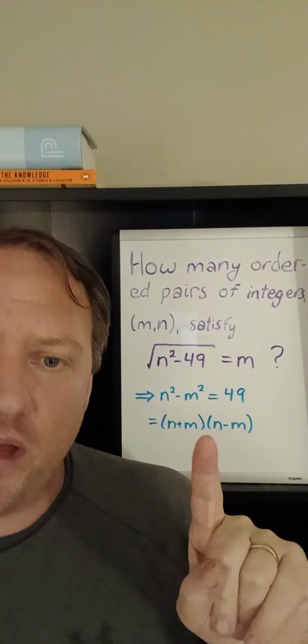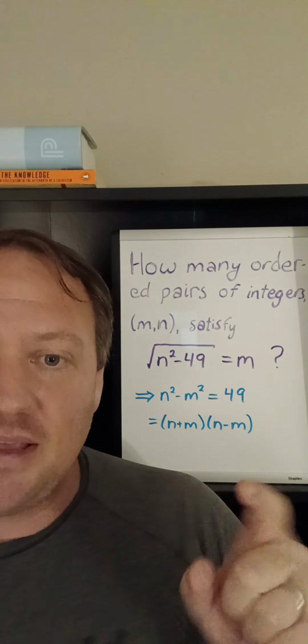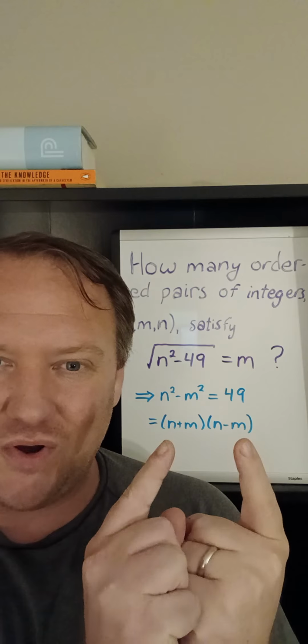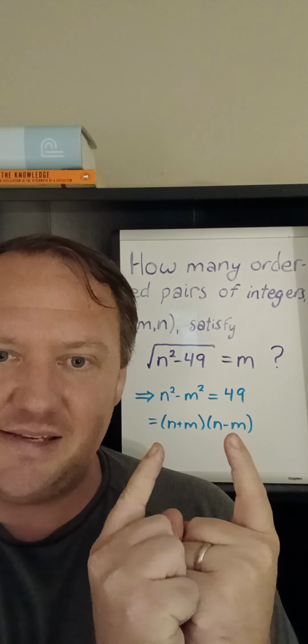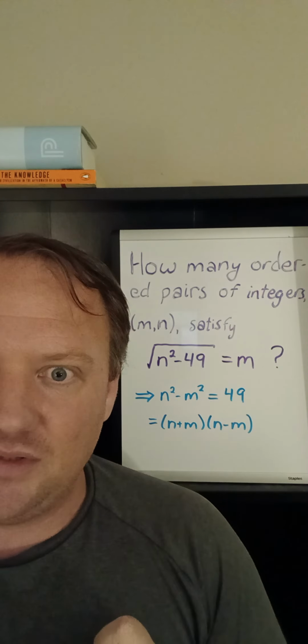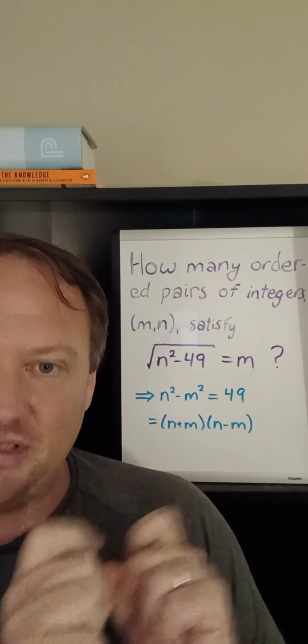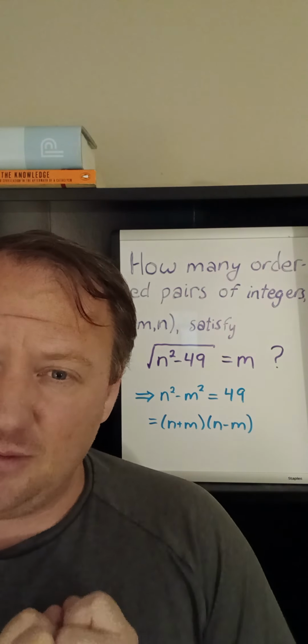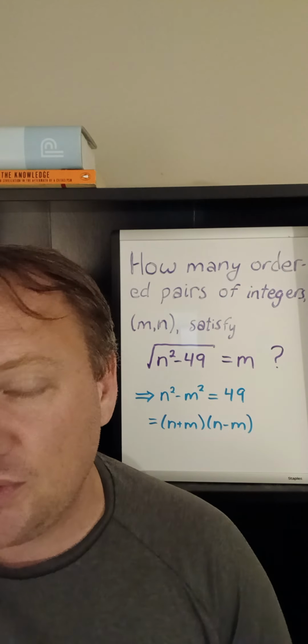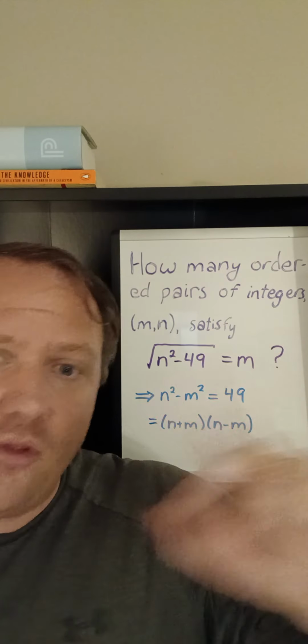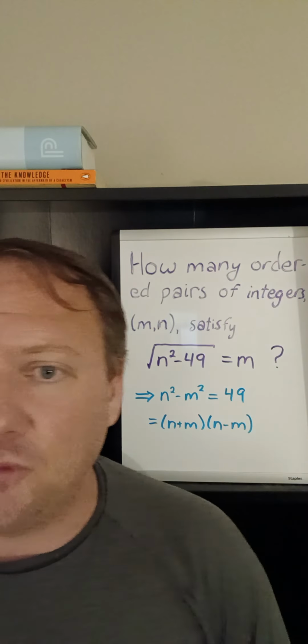Let's also think about what happens when we make these factors 7 and 7. Well, if both of these factors are 7, then it's easy to see that m must be equal to 0. If m is equal to 0, then n is equal to ±7, and we get two solutions that way. There are no other ways of doing this, so there are in total 4 solutions.